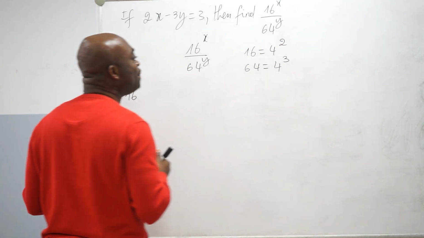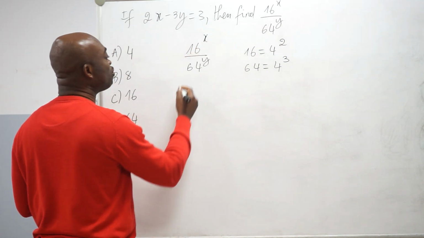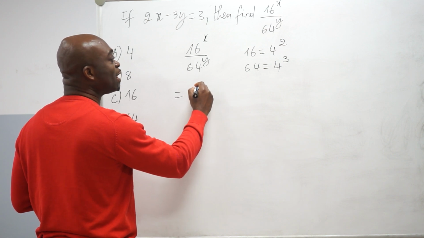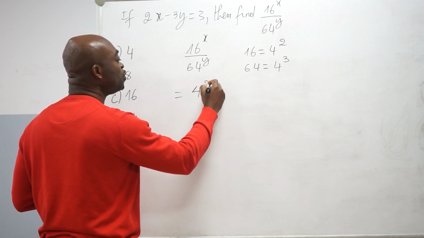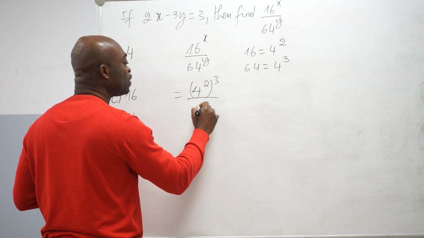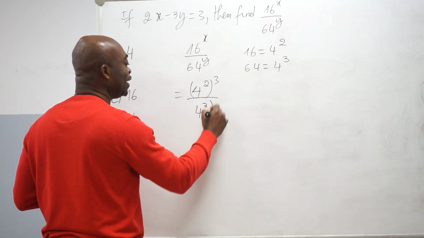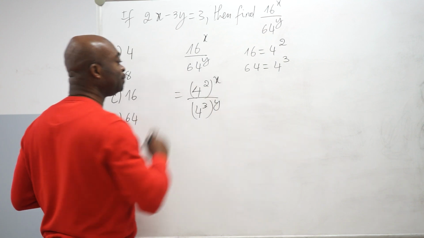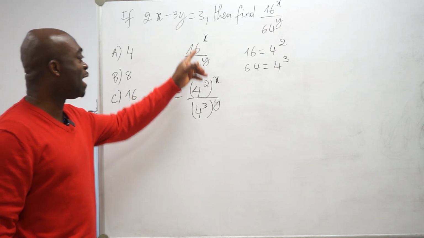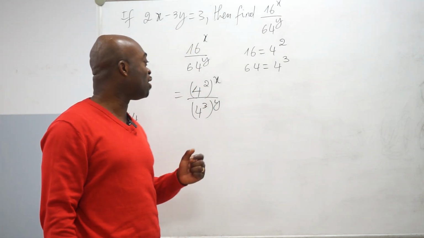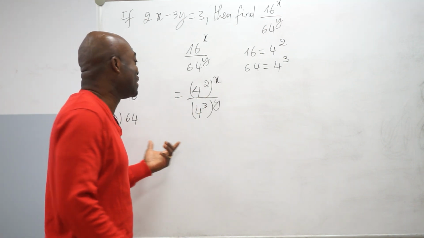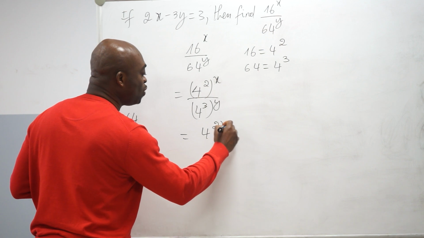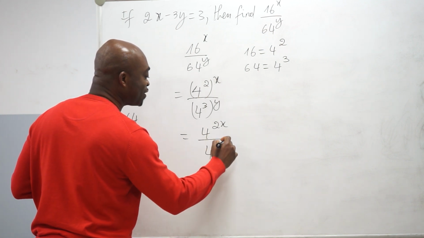Once we get that, we can rewrite this problem. So this one will give us what? Instead of 16 power x, we have 4 squared, power x, over 4 cubed, power y. This is what we have. So far, so good. So what can we do? This is just the same thing as having 4 power 2x over 4 power 3y.